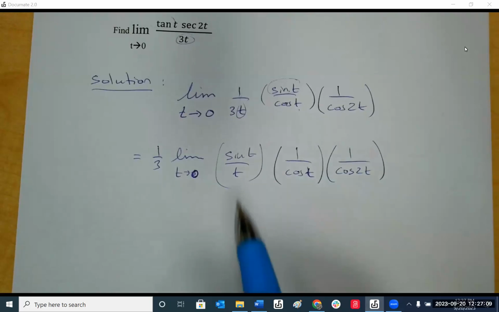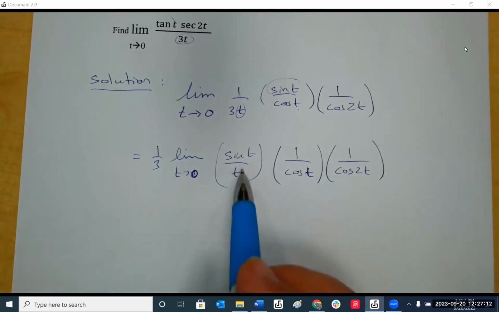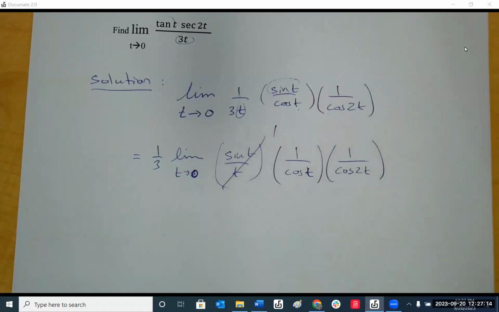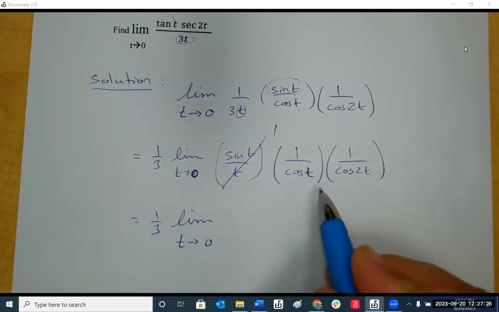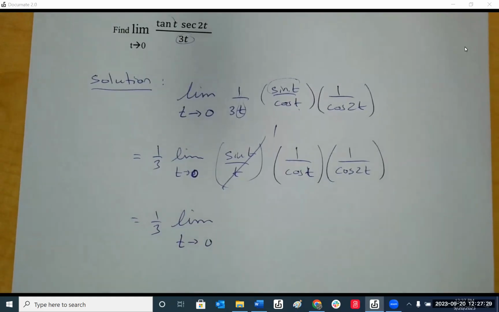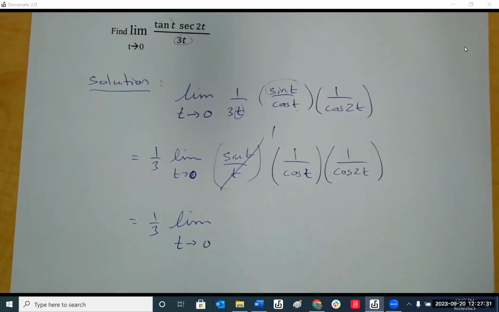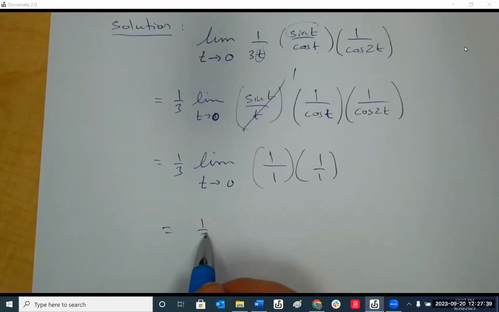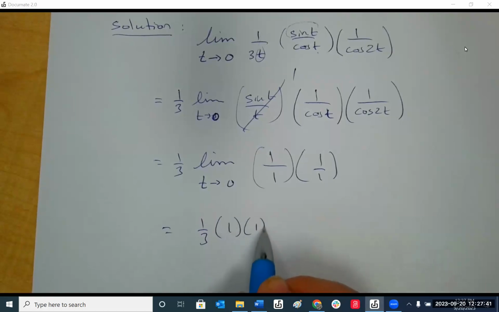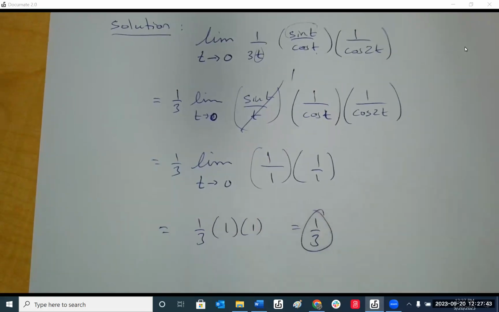So far, so good. This is what I'm trying to get first. Once I have that, this is going to be gone. That becomes 1 as t goes to 0. So now all we have to do is figure out what to do with these. But since they're cosines at 0, what happens at cosine of 0? It becomes 1. So it's 1 over 1, 1 over 1. So it's 1/3 times 1 times 1 equals 1/3.